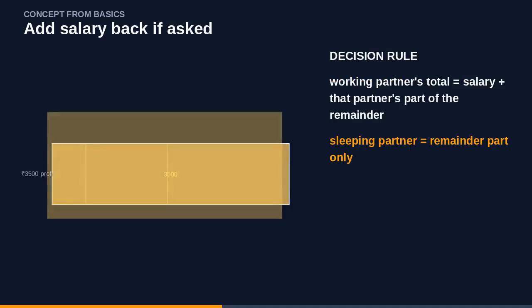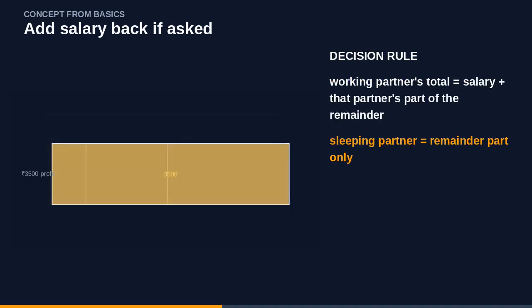Decision rule. If the question asks for the working partner's total receipt, add the salary back onto that partner's part of the remainder. Salary plus pool part, never salary alone, and never the pool part alone when total receipt is asked.